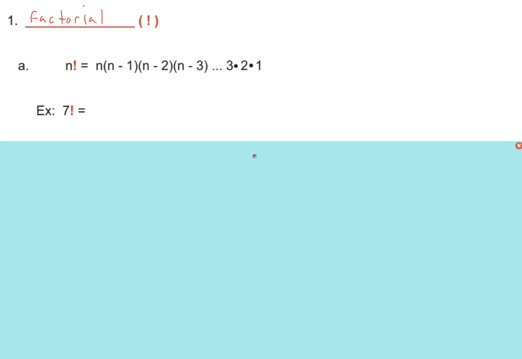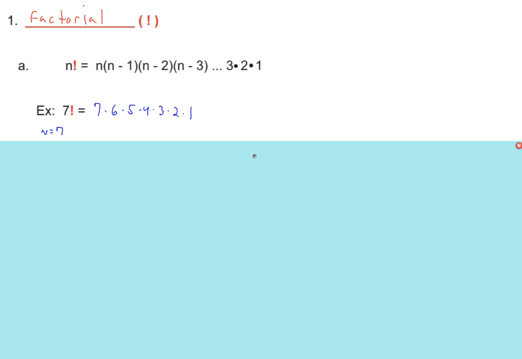Do you remember what 7 factorial is written out? Somebody tell me what to write out for 7 factorial. Antonio? 7 times 6 times 5 times 4 times 3 times 2 times 1. Correct. Seven factorial. And if you'll notice, in this situation, the n equals 7, right? The 7 is in the place of the n.